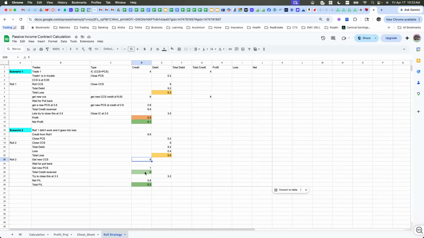So total credit received is 9, right? Correct. So 8 plus 1 is 9. Now try to close this at 3.3, or 3.2, sorry. This is the difference. At 3.2, you are getting 5.8 credit. Now 5.8 profit, correct. 5.8 minus 5.6, you are at break even.